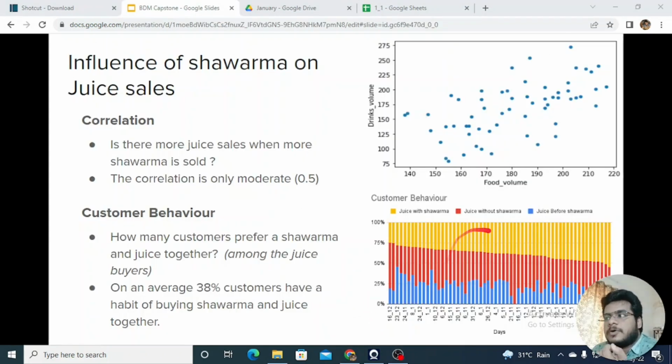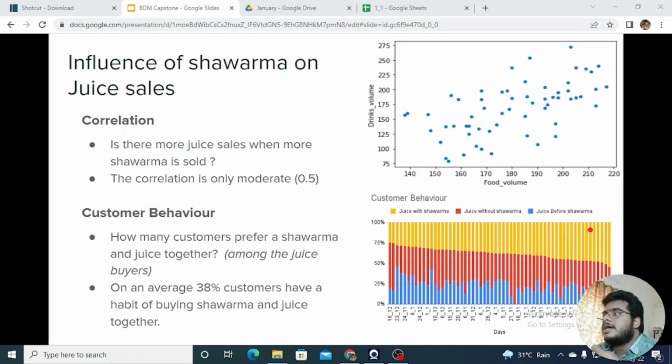This is the plot of the customer behavior analysis that we have been talking about, and here each bar represents a different day, and this yellow region is what we are interested in. It shows the percentage of customers, or the percentage of orders, which had one juice and a shawarma together.